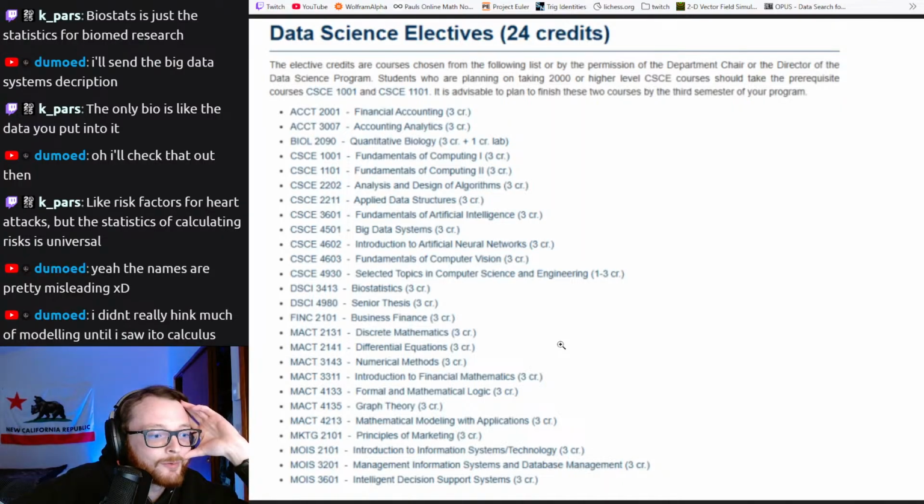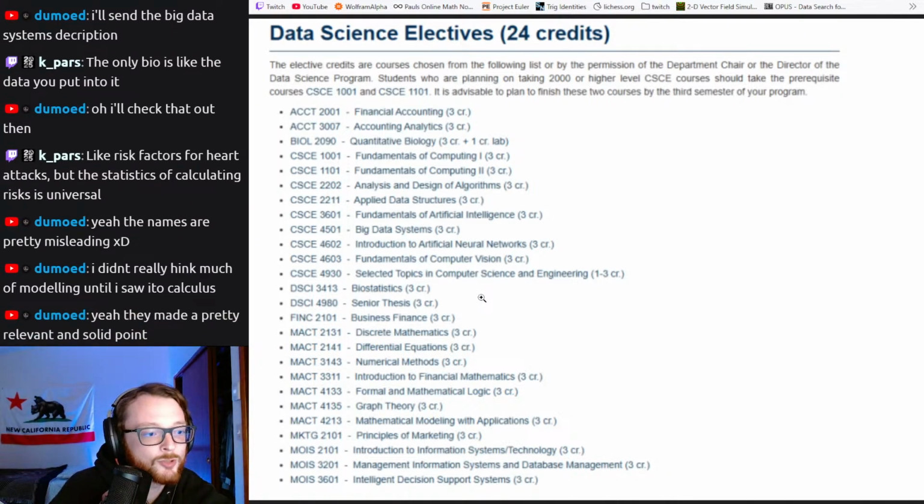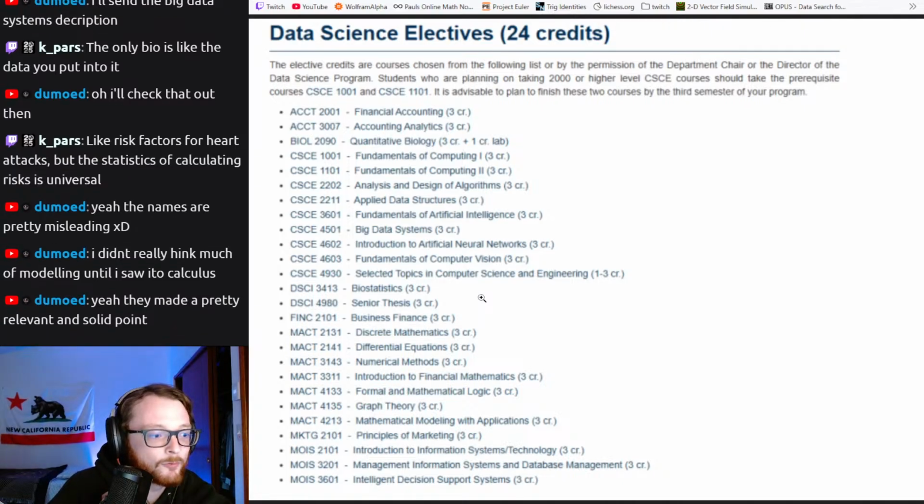The main thing is just the data you put into it, like risk factors for heart attacks, such as calculating risk is universal. Oh yeah, that's a good point. See, K-Bars makes an interesting point about the biostats class where you'll be doing things about biology, but it might be focused on the statistics. So if it has a statistical slant, you might be talking about something involving biology, but the stuff you'd be doing is more universal.